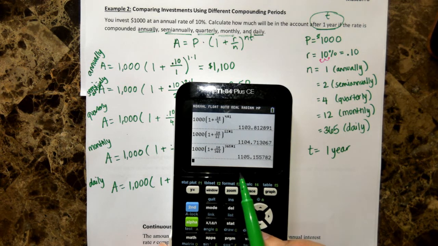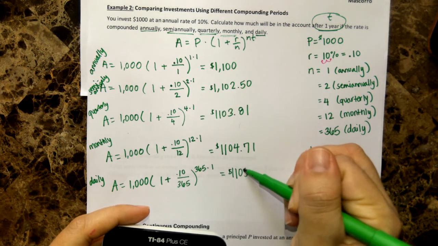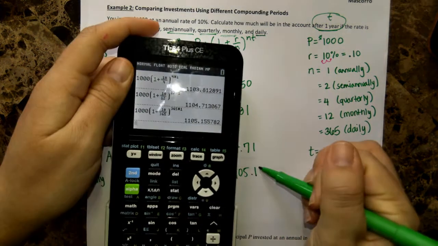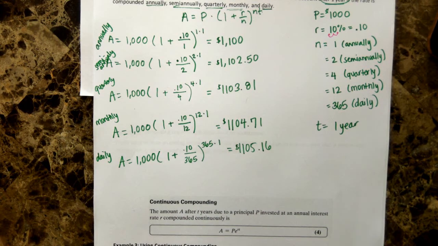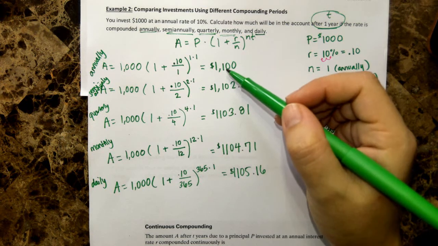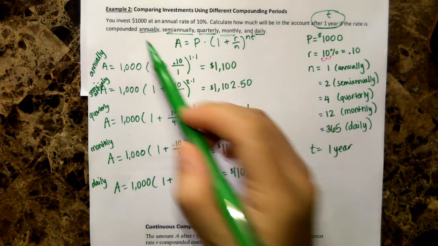And I got $1,105 and about 16 cents if I'm rounding up the third decimal. There you go. So these will be the amounts in the account in these 5 different scenarios, depending on how often they're going to compound the interest.